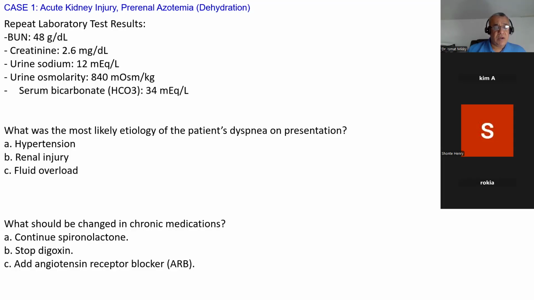So the digoxin and the spironolactone, they have no benefit in diastolic dysfunction. So the beta blockers and ACE inhibitors, and calcium channel blockers, all of these are very effective for patients with compensated heart failure. So the answer to this one is we can stop the digoxin.